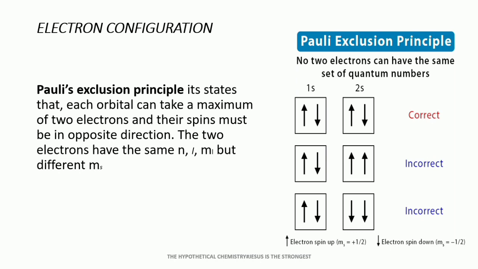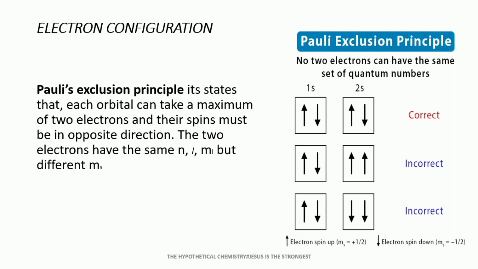opposite direction. In other words, all that he was trying to say is that no 2 electrons can have the same set of quantum numbers. You see, the 2 electrons will have the same principal quantum number, angular momentum quantum number, magnetic quantum number, but different spin quantum number. Yes, that is what Wolfgang was saying. So no two electrons can have the same set of quantum numbers. It's never possible. Take note of that.